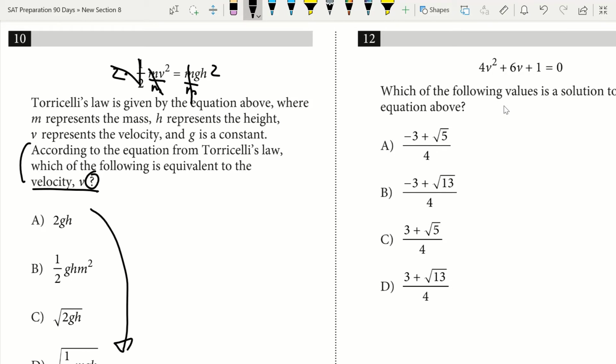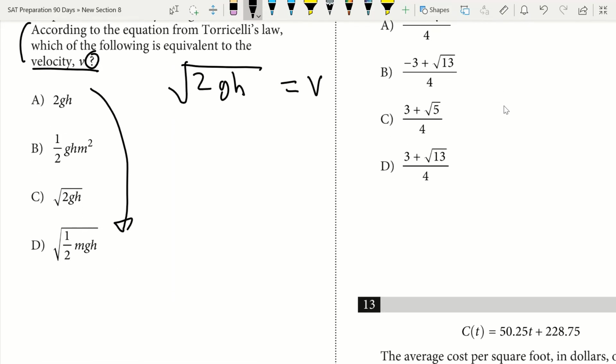That's going to cancel right there. So I have 2gh equals v squared. I'm going to go ahead and square root v squared, and I'll square root this side as well. So I'll end with square root of 2gh equals v. Okay, so I know my answer there is going to be C.